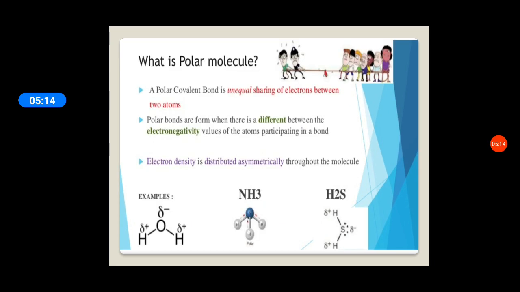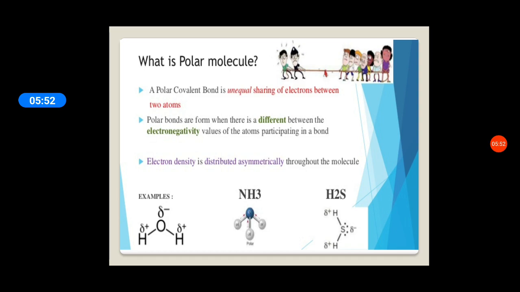What is a polar molecule then? A polar covalent bond is unequal sharing of electrons between two atoms. There is no doubt that a covalent bond is formed by sharing of electrons between the two atoms. For one covalent bond, each atom will contribute one electron. So, polar bonds are formed when there is a difference between the electronegativity values of the participating atoms.